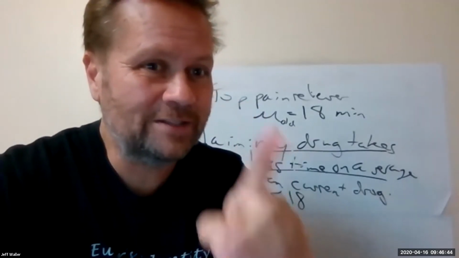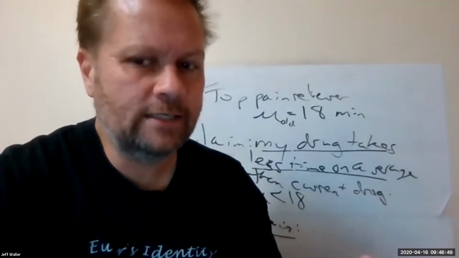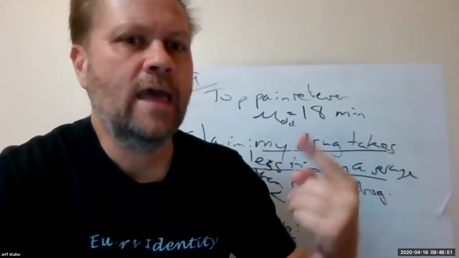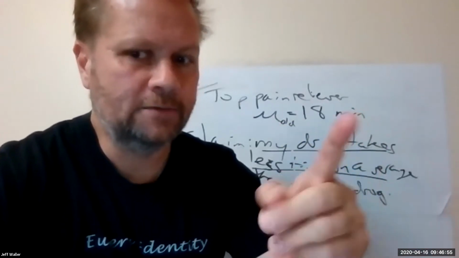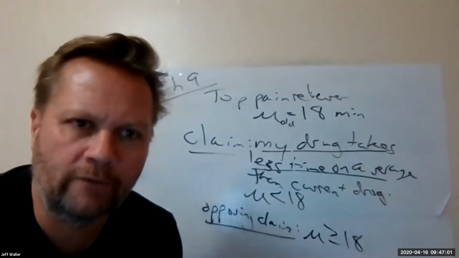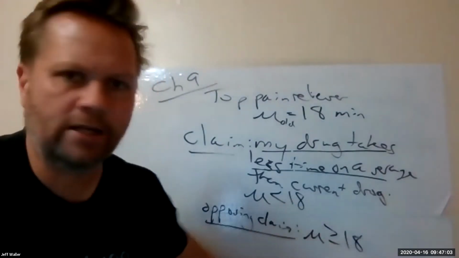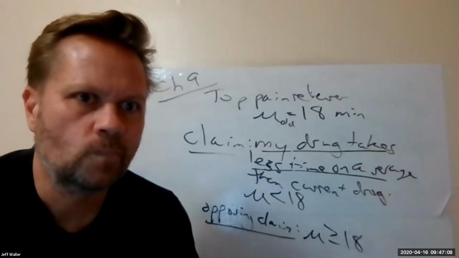This is close. There's something you're missing. If my claim is it takes less than 18, what's the opposite of that? At least 18. Not more, at least 18, right? Yes, at least. If they're opposites, don't they have to include everything? If that was less than and that was greater than, neither one includes 18. Then they're not opposites.